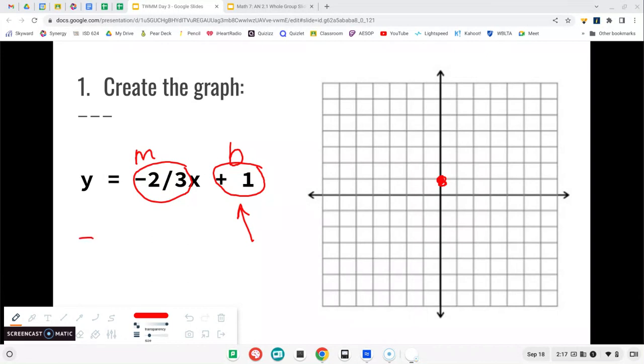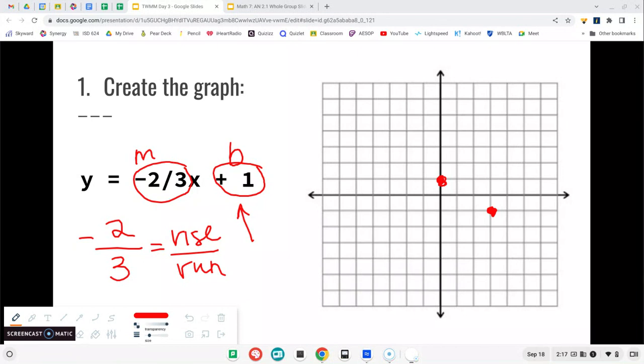Next, my slope is -2/3. So that's my rise over my run. Okay, so that means I'm going up or down 2 and then over to the right 3. Always go to the right when you're graphing. So since it's a -2, I'm going to go down 2 and over 3 from my y-intercept.